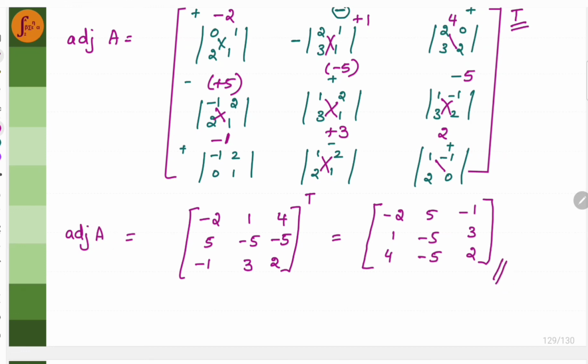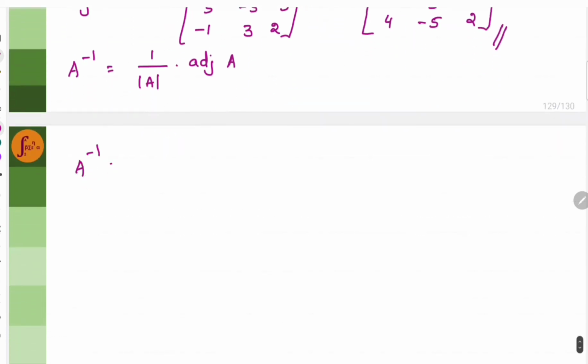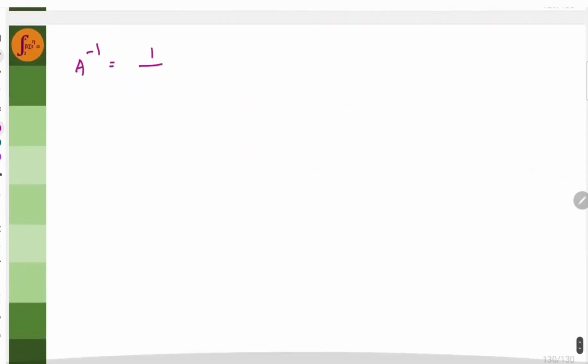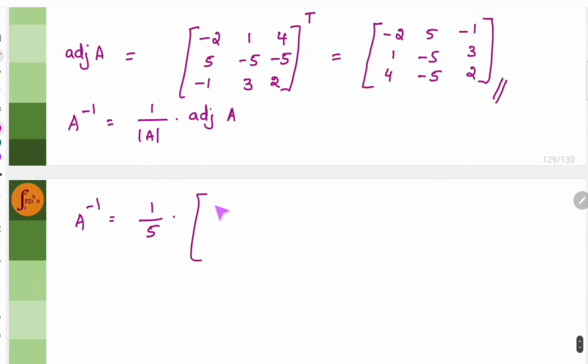We have this. What is the next step? Next step is finding A inverse. A inverse is 1 by determinant A into adjoint of A. Correct? Let's substitute. A inverse is 1 by determinant A. What was determinant of A? 5. 1 by 5 into adjoint of A. That is minus 2, 5, minus 1, 1, minus 5, 3, 4, minus 5, 2.